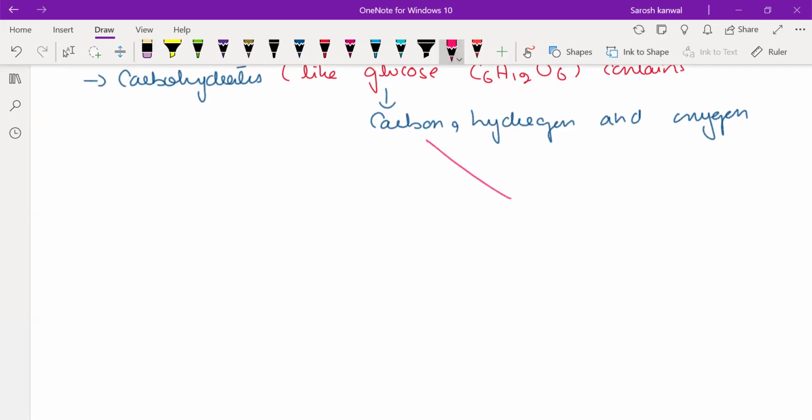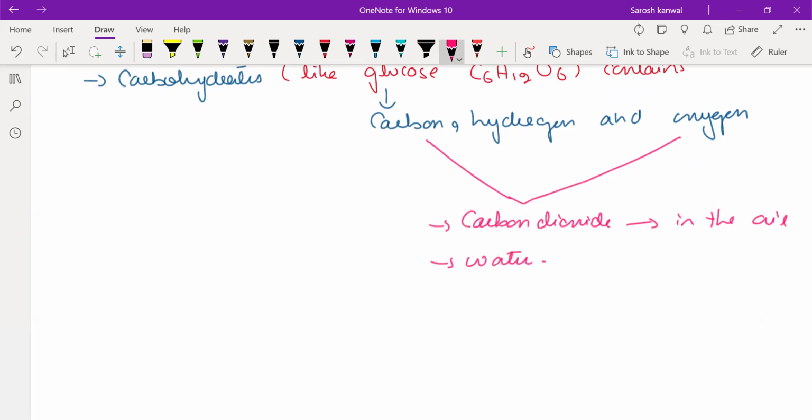We get these elements from carbon dioxide that is in the air and water that is present in the soil.